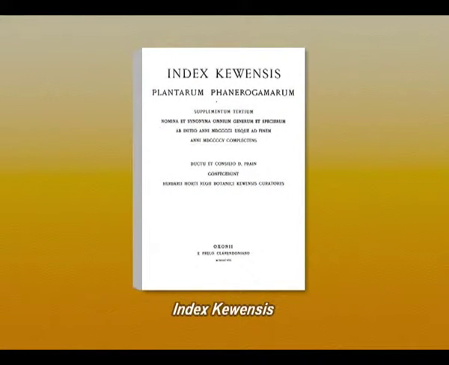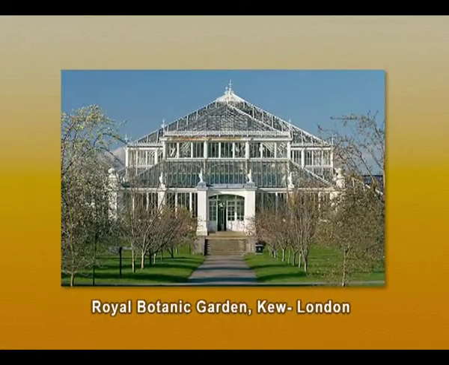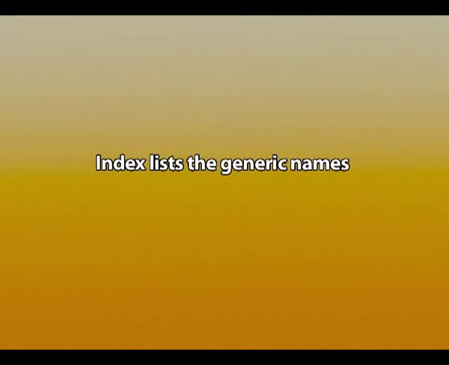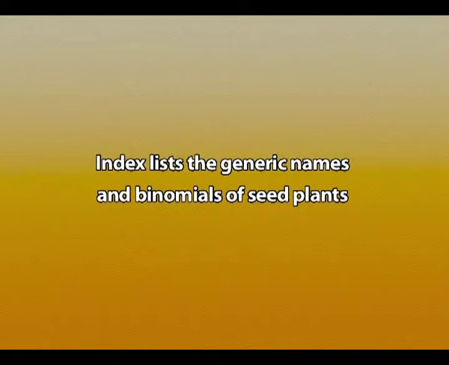Some of the major indexes which have been produced are like these. The first one and the famous one is Index Kewensis, or its short form is IK. This Index Kewensis is by far the most important and comprehensive reference tool, and it has been compiled at Royal Botanical Gardens, Kew. This Index Kewensis lists the generic names and binomials of seed plants in an alphabetical order.